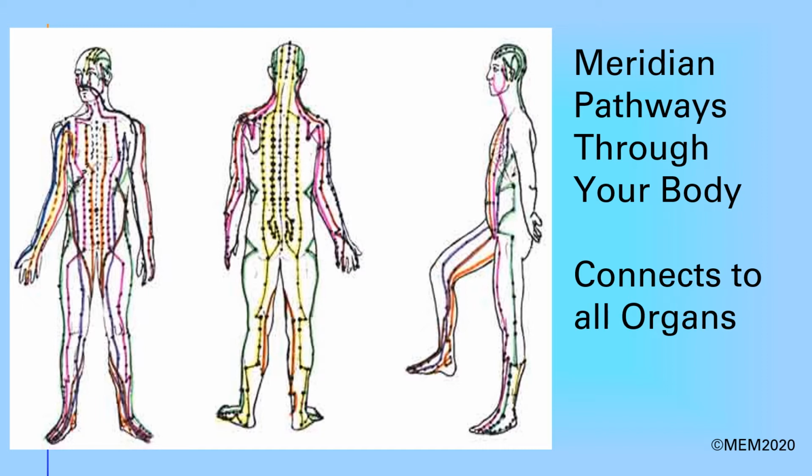This is an image of meridians. There are 14 meridians that go through our body. They're all connected to an organ and the system that the organ operates with. There's a beginning and an end point. A lot of them begin and end on the hands and the feet. Some begin and end on the torso of the body.